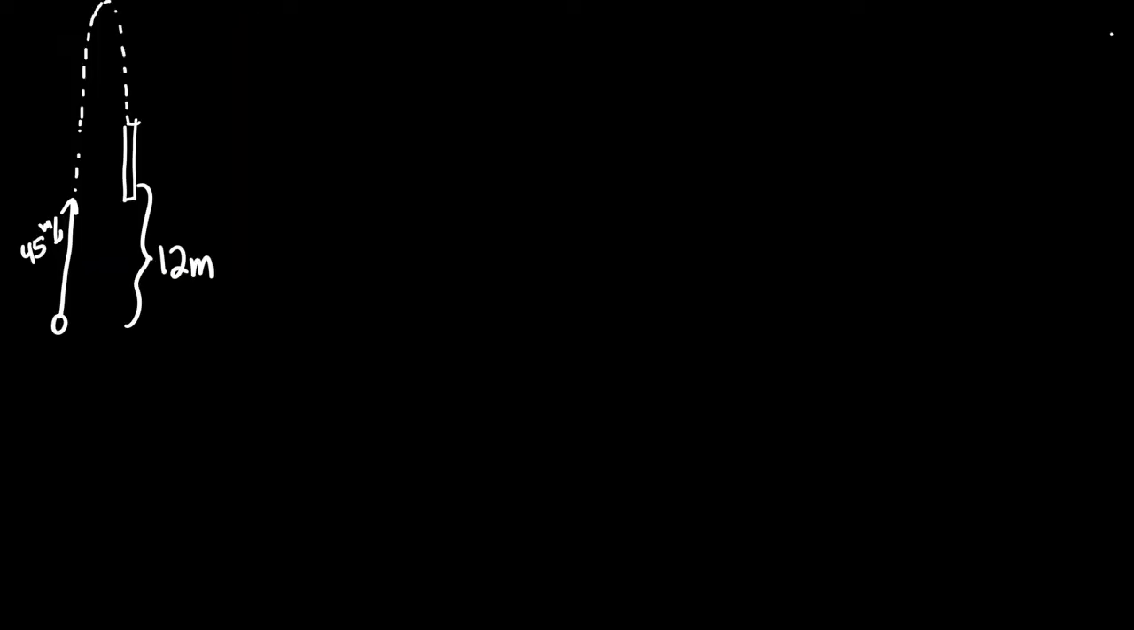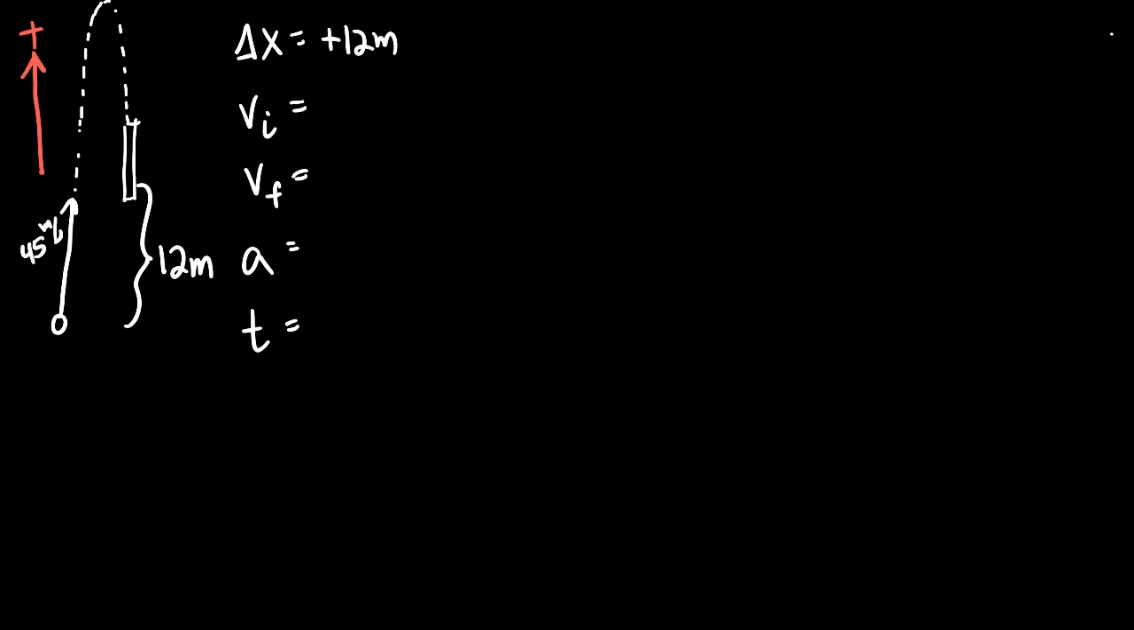All right, so we want to know how long it takes to hit the window and how fast it's going when it strikes the window, the only two pieces that are left. So we'll do it. They gave us several pieces of information. So let's kind of figure out what they gave us. First, do you want up to be positive or up to be negative? Okay, whatever you say. So delta x is going to be positive 12 meters. Initial velocity is going to be positive 45 meters per second. And that's all they gave us.